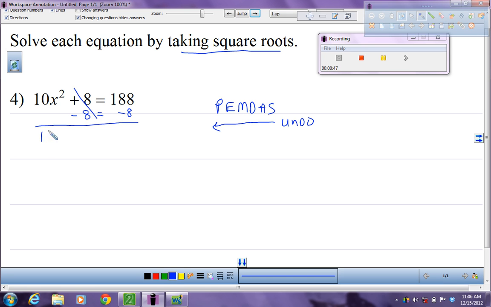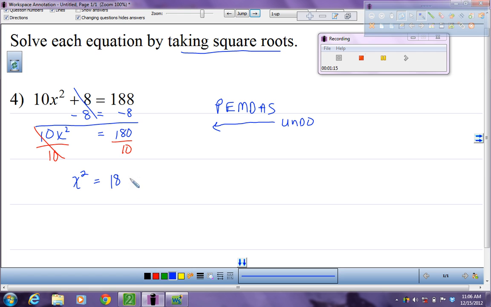There it's 0, and here it's 180. Well, I'm pretty much done with the adding and subtracting. Now I jump to the multiplying and dividing. I can see here that the inverse of multiplying by 10 would be dividing by 10, right? That leaves you the positive 1x squared, which is what you wanted. And 180 divided by 10 would be 18.